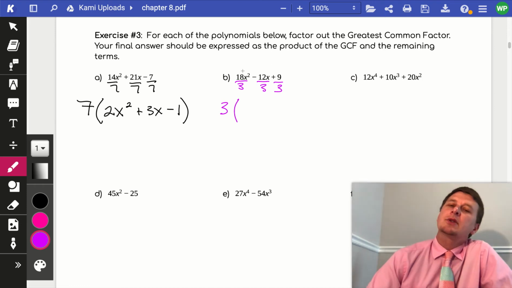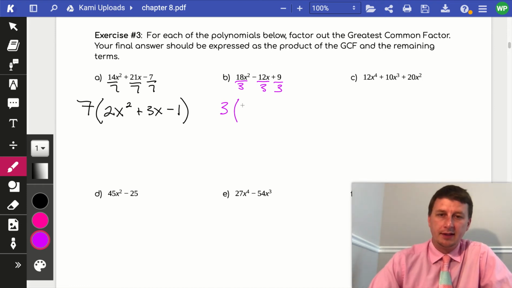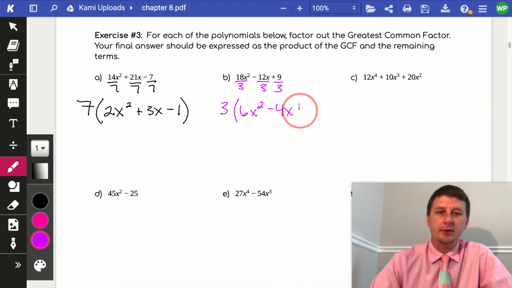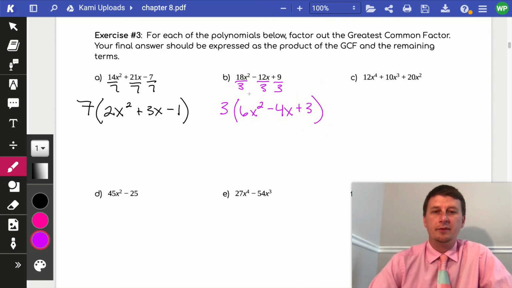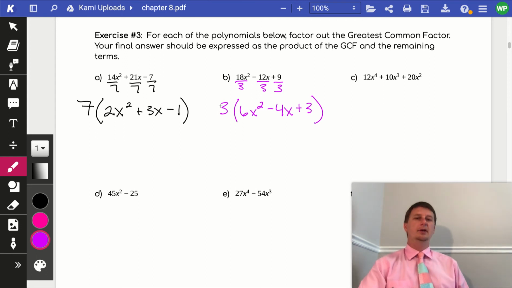Now we have 18x squared divided by 3, and that's going to give us 6x squared. Negative 12x divided by 3 will give us negative 4x, and 9 divided by 3 will give us positive 3. So our factorization here is going to be 3 times 6x squared minus 4x plus 3.